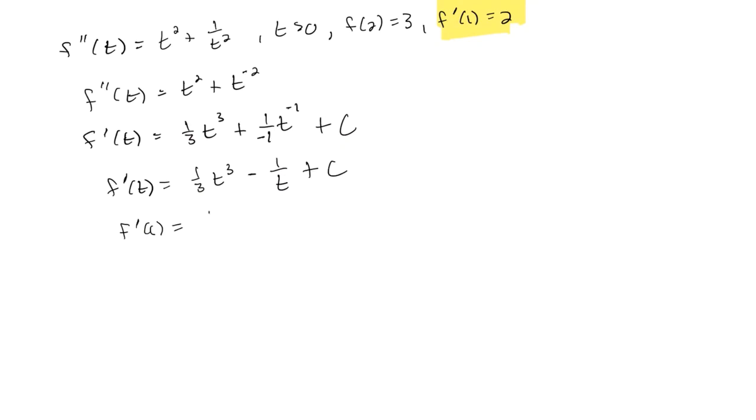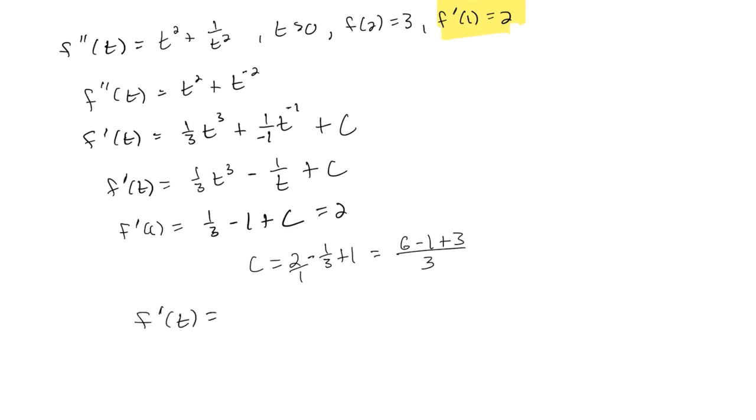So what is f prime at 1? It's 1/3 minus 1 plus c, and all of that is supposed to equal 2. So c is going to be 2 minus 1/3 plus 1. Let's get a common denominator of 3. So 2 over 1 is going to become 6 over 3. And then plus 1 is 3 over 3. So I get 6 minus 1 is 5 plus 3 is 8/3. So my c value is 8/3. So up to this point, my derivative is 1/3 t cubed minus 1 over t plus 8/3.